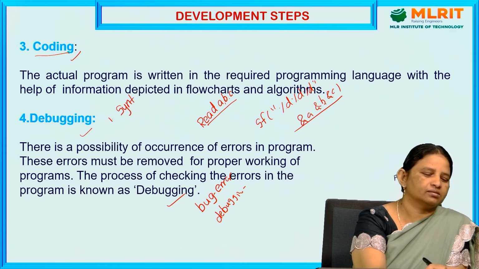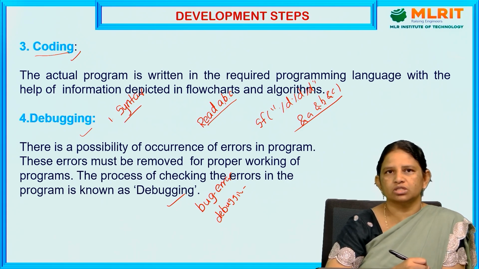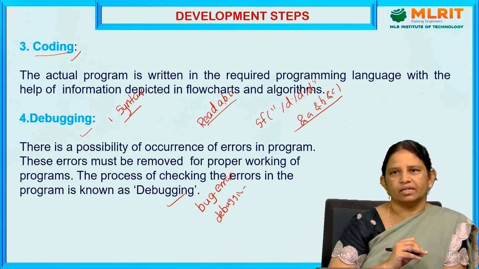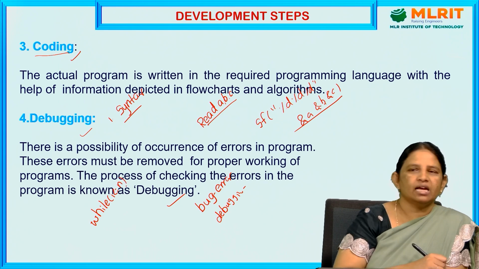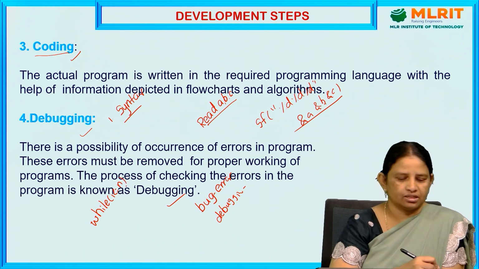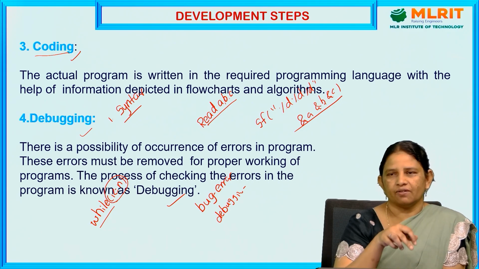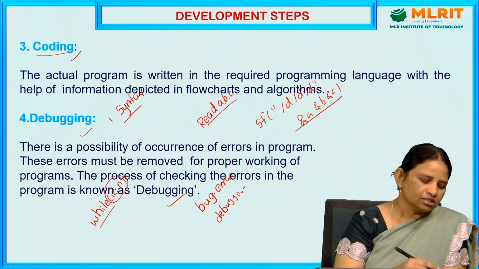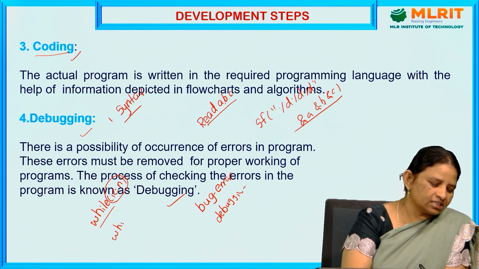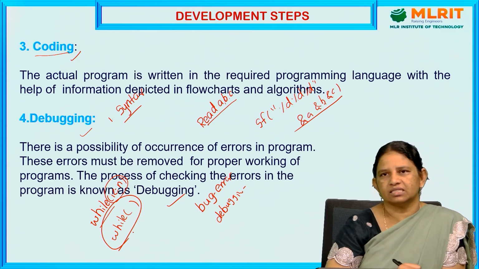Syntax error. Syntax means we need to follow some rules. So how to write the while loop? While i less than or equal to n is a condition. In the case of while, within the while statement you have to write the condition. That is the syntax we have to follow. Suppose instead of while, nothing is written, then it is a syntax error.